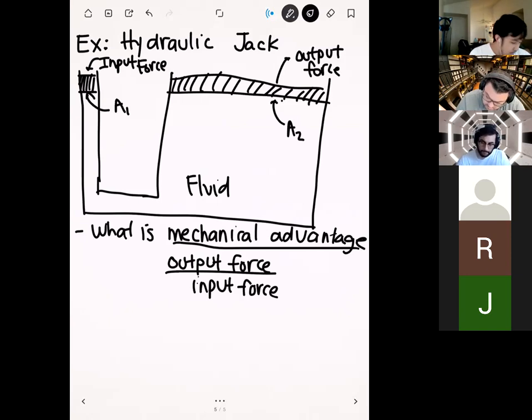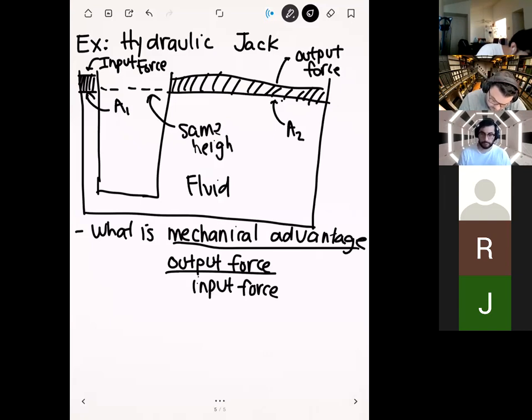Okay, so let's start analyzing this. Since we know that there's a fluid in between these two, it could be air, or some kind of hydraulic fluid like water. What we notice here is that the input and the output plates are at the same height. And what do we know about fluid? Two different points in a fluid that are at the same height are going to be at the same pressure.